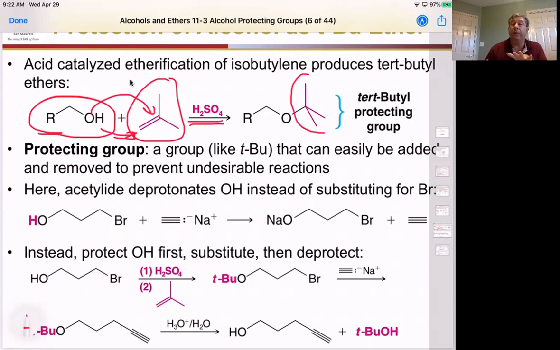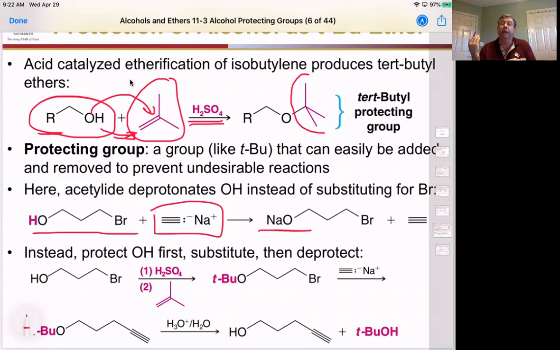So when would we use this, okay? One good example here is, let's say we had this compound right here, this bromopropanol, okay? And we wanted to react it with a good nucleophile here to displace the bromide and extend the carbon chain, okay? If we took that acetylide salt and added it to there, it would react with the proton of the alcohol to deprotonate it, and the reaction would quench and we'd liberate acetylene, okay? So that's not the reaction we wanted to happen.